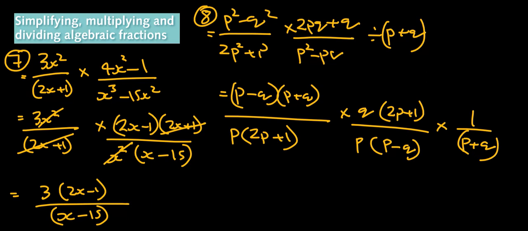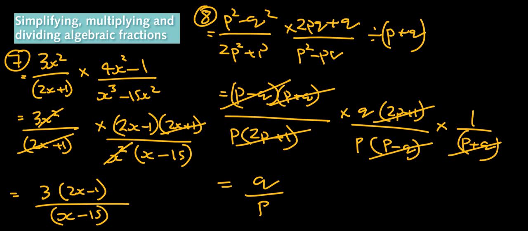And let's do the cancellations then. That goes, that goes, that goes, that goes, that goes, that goes. So we're left with q over p squared.